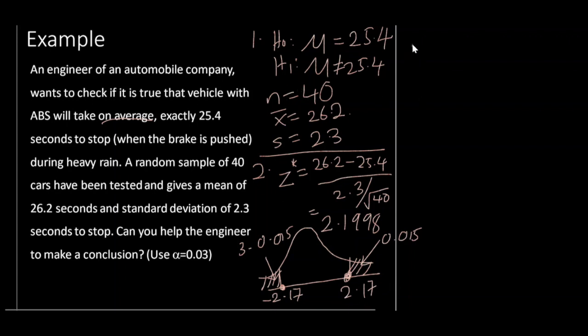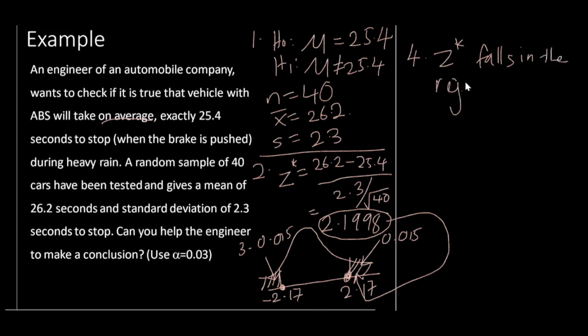Finally, step number 4, we will be making a decision. So your test statistic falls somewhere here, right? In the rejection region. Z star falls in the rejection region. And so we reject your null hypothesis. Reject your null hypothesis, meaning we accept the alternative.